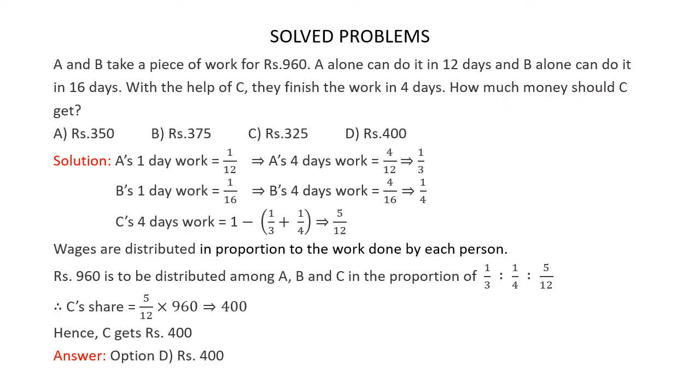Now here C's share is 5/12 of rupees 960. So C's share is 5 by 12 multiplied by 960, which is 400. So C gets rupees 400. The correct answer is option D, rupees 400.